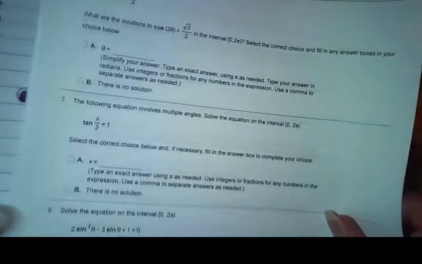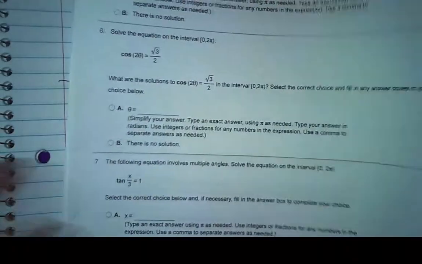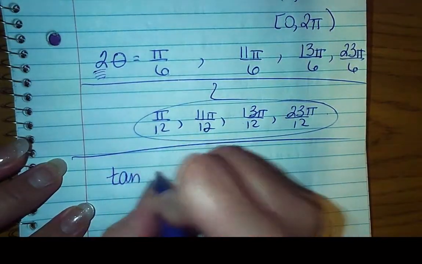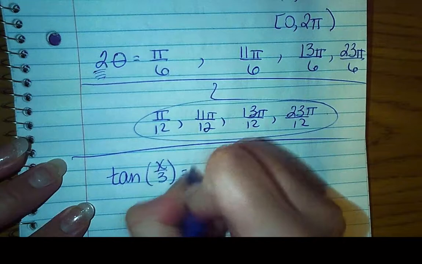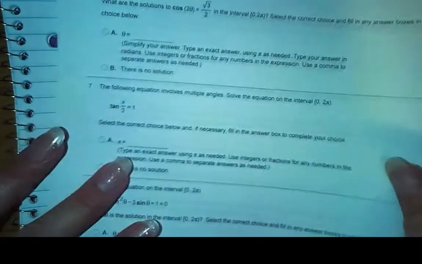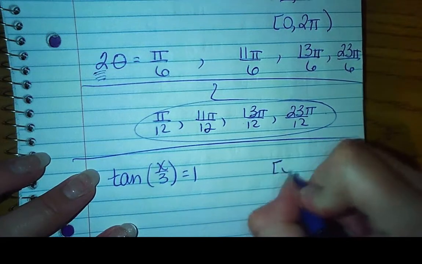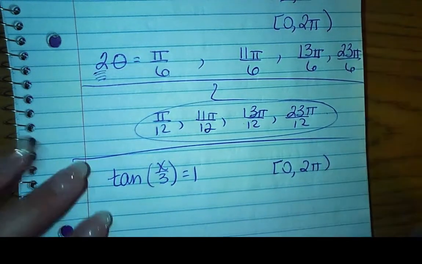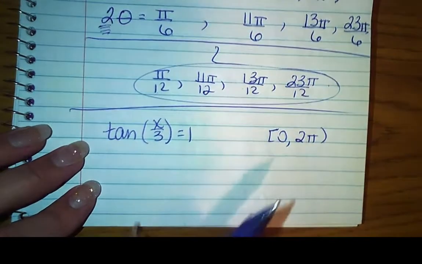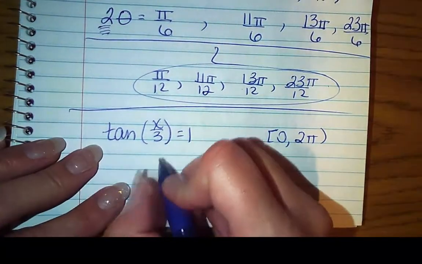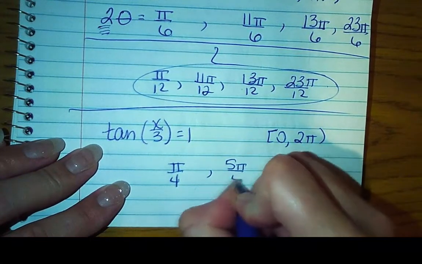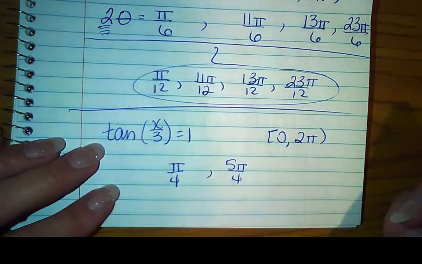Okay, so let's try another one. I have the tangent of x over 3 equals 1. So the tangent of x over 3 needs to be 1. And am I restricted? I'm restricted within 1 lap of the unit circle. So my restriction is from 0 to 2 pi. So ignore this. Tell me first of all, where does tangent have a ratio of 1? Okay, tangent has a ratio of 1 at pi over 4, at 5 pi over 4. So that's 1 lap of the unit circle.